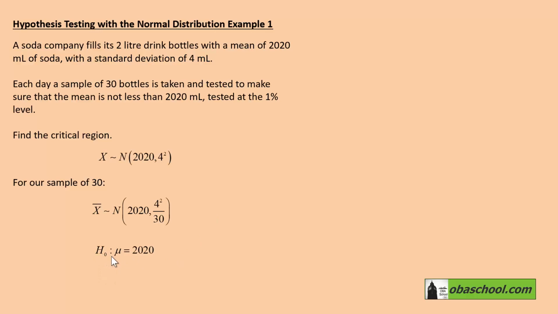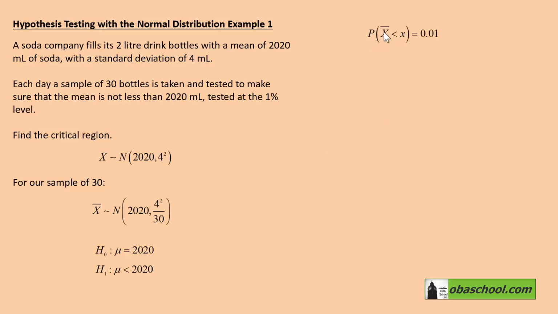The null hypothesis here would be that the mean is the same at 2020, and the alternative would be that mu is less than 2020, and that's because we want to make sure the mean is not less. So that defines what our alternative hypothesis will be.